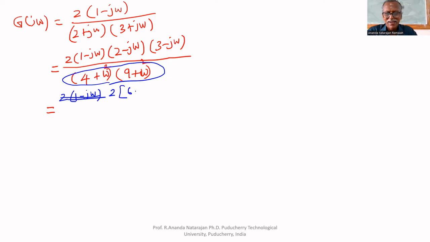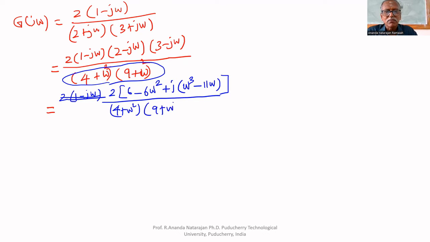What is that? 6 minus 6 omega square plus j omega cube minus 11 omega, all divided by 4 plus omega square times 9 plus omega square. So here the imaginary part equals 0. That is omega cube minus 11 omega equal to 0.